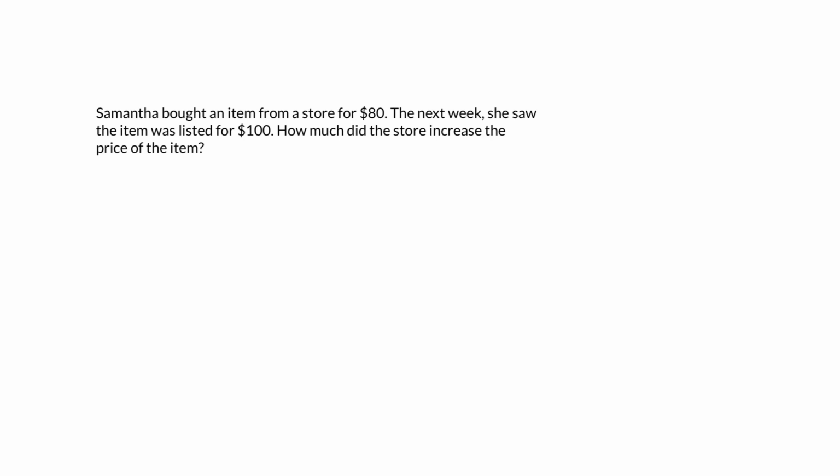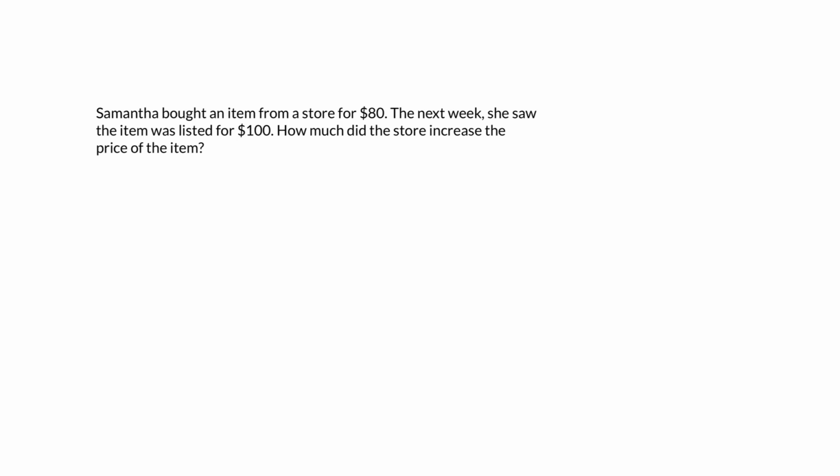Now let's take a look at what this kind of a problem looks like in a word problem. Samantha bought an item from a store for $80. The next week she saw the item listed for $100. How much did the store increase the price of the item? And again, we're talking about in percentage terms.